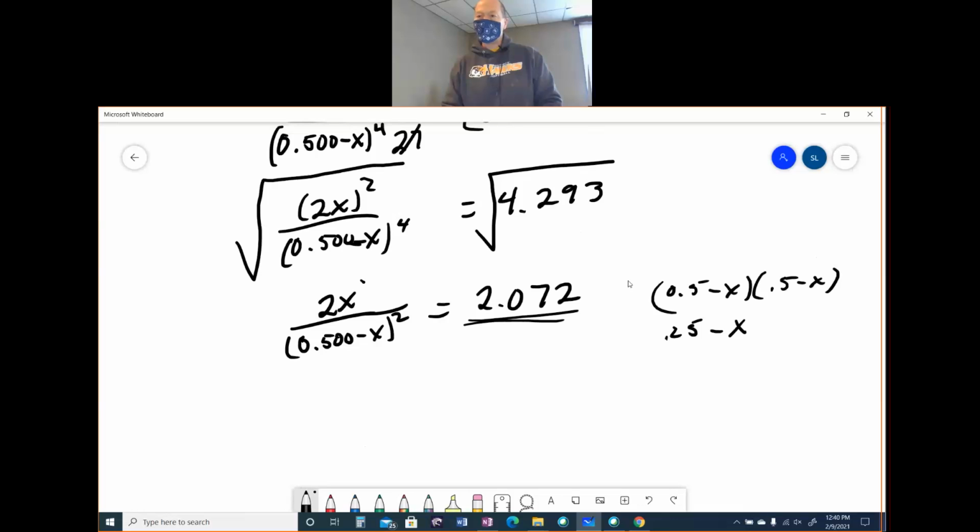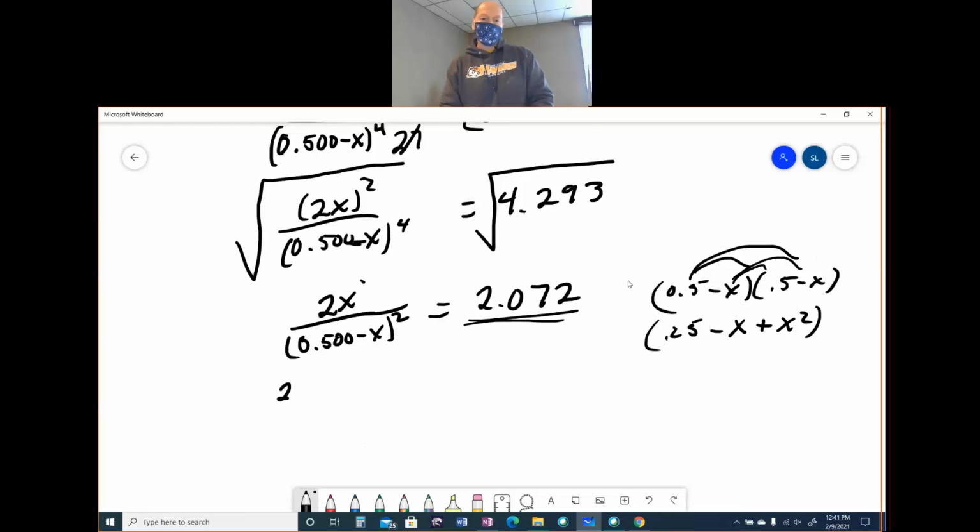So I have 0.5 times 0.5, so that is 0.25. And then I have minus 0.5x minus 0.5x. You add those up together and you have a minus x. And then a minus x times a minus x is a plus x squared. And so when you FOIL that, it's this times this, times that times that. All right. And so I'm going to rearrange it into x squared minus x plus 0.25.